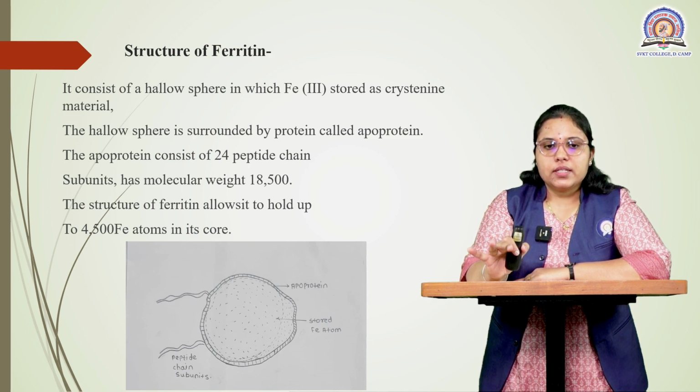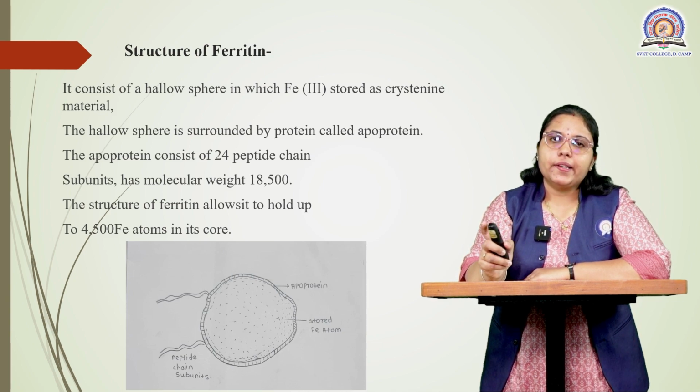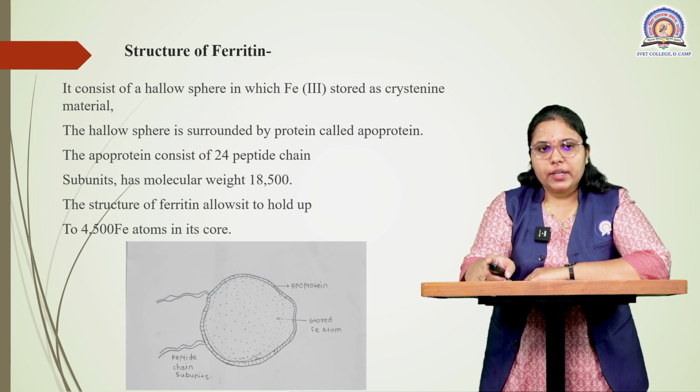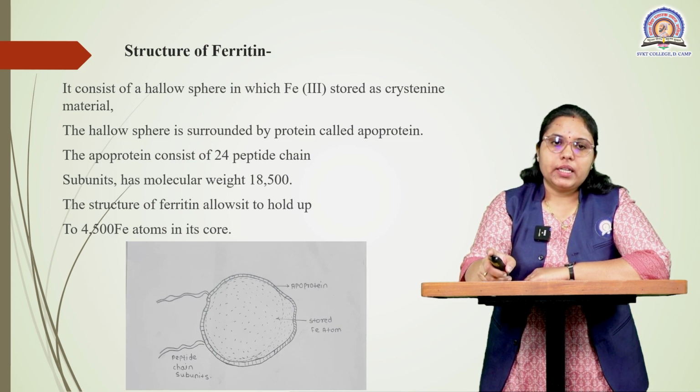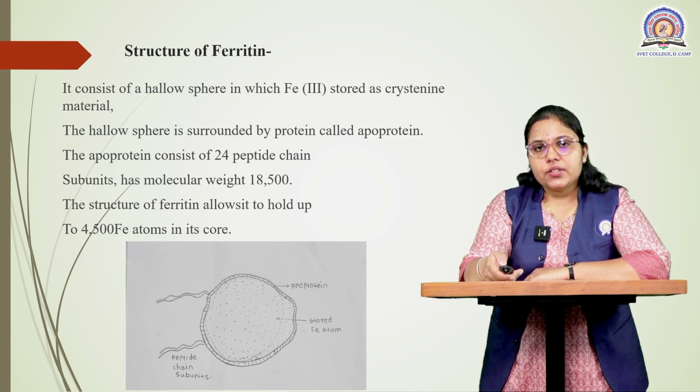It consists of a hollow sphere in which Fe3+ is stored in a crystalline material. The hollow sphere is surrounded by a protein called apoprotein. The apoprotein consists of 24 peptide chains. Each subunit has a molecular weight of 18,500. The structure of ferritin allows it to hold up to 4,500 iron atoms in its core.